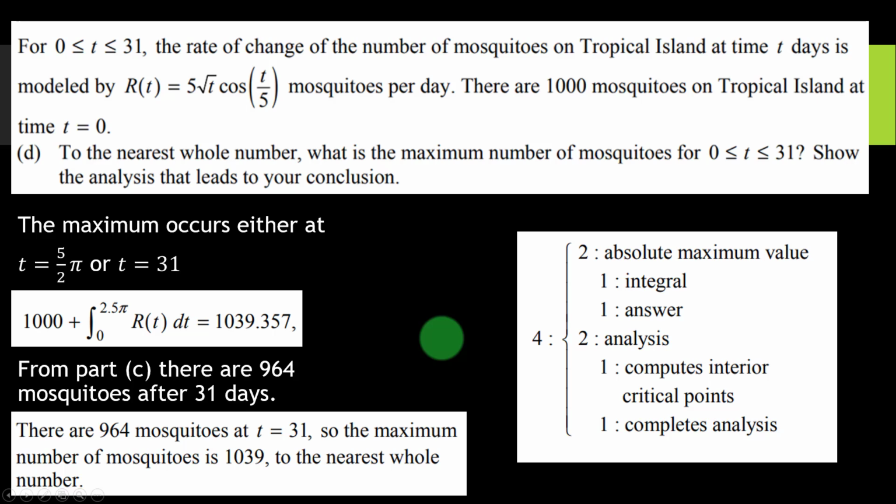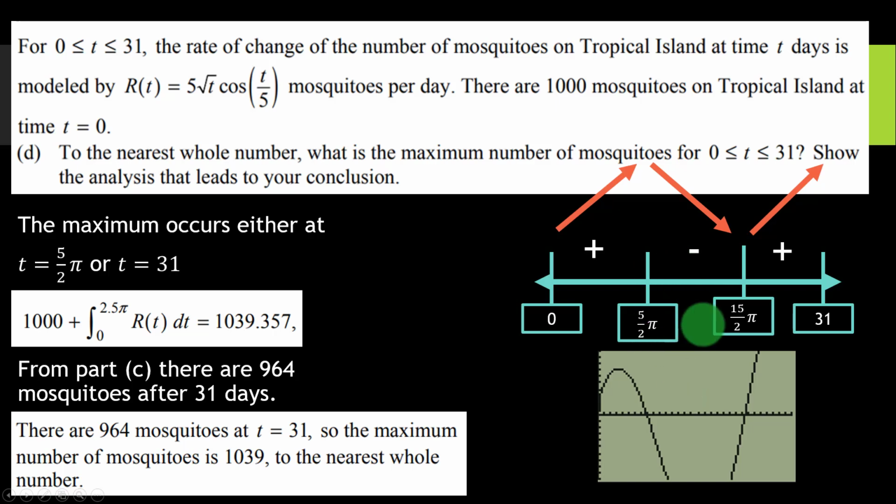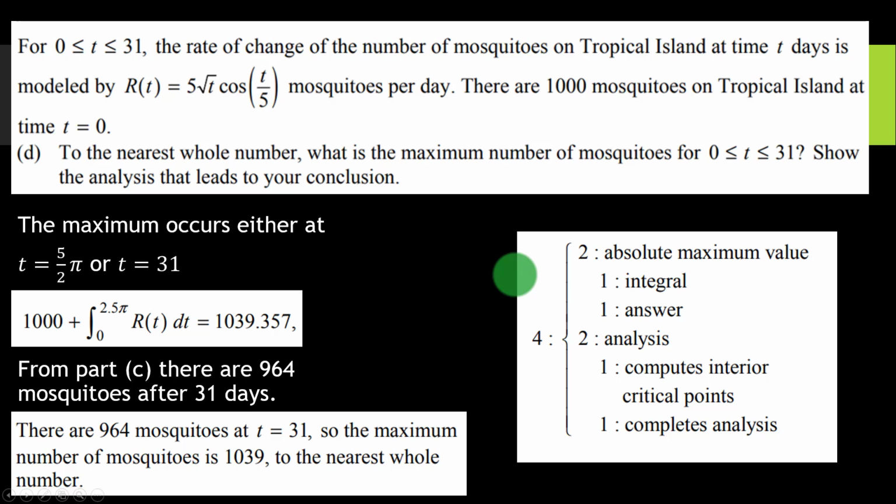Whew. We get 4 points for this one. 2 for the absolute maximum value, which includes the integral and the answer. And then 2 for the analysis. So the critical points on the inside, getting these two, 5/2 and 15/2 pi, we get a point for that. And for completing the analysis.